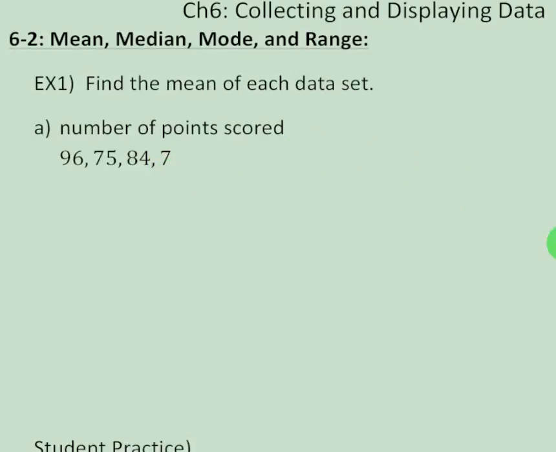To find the mean, I need to understand what mean is. I'm going to highlight that word real quick so we see which one we're dealing with. To find the mean, all I have to do is take the sum of all the items. Here are all of my items, and I'm going to find the sum: 96 plus 75 plus 84 plus 7. I'm going to write those below real quick.